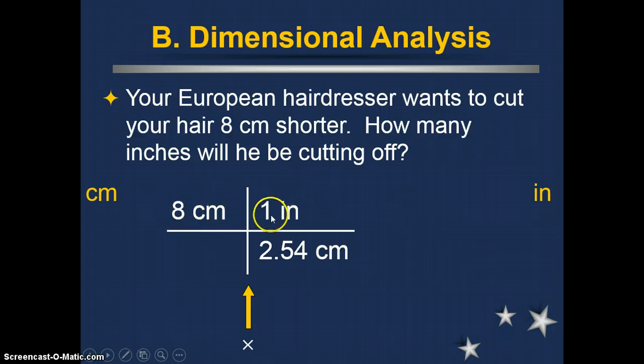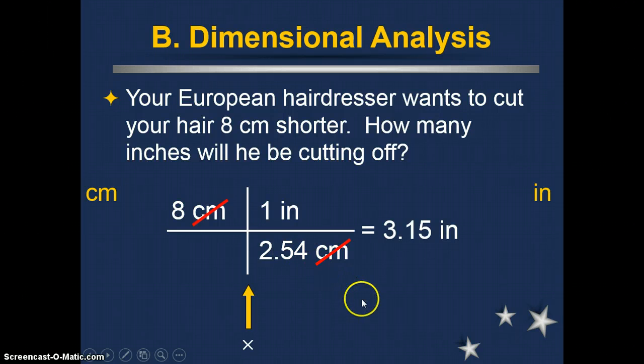So I do 8 times 1 is 8, and then 2.54 is in the bottom. I just divide those. 8 divided by 2.54, and I get 3.15 inches. So again, in my calculator, you probably know 8 times 1 is 8, so you might not type that. But if I had a different number here, I would do 8 times 1 and then divide by 2.54.